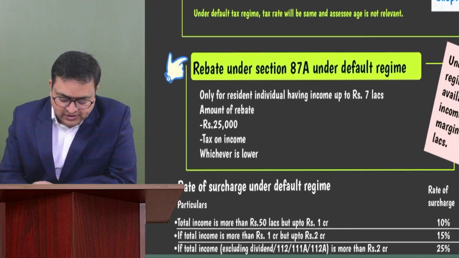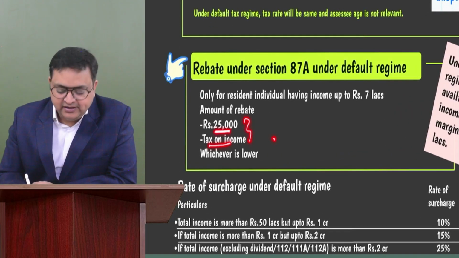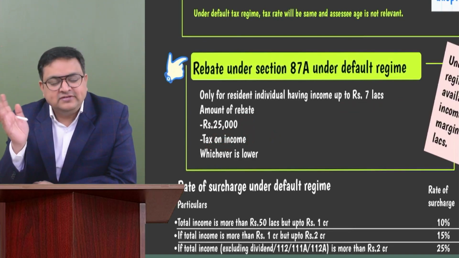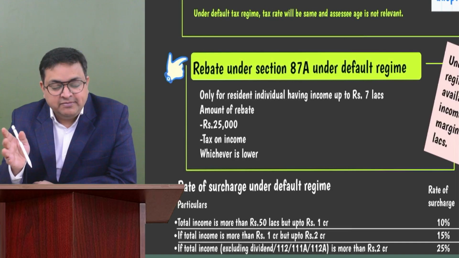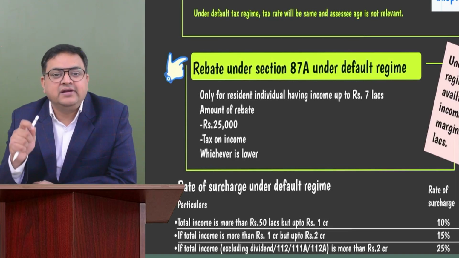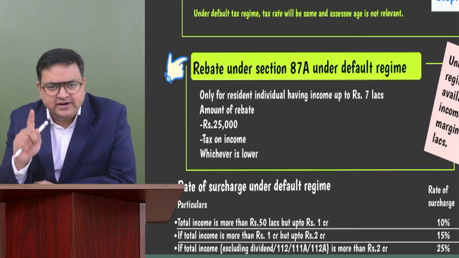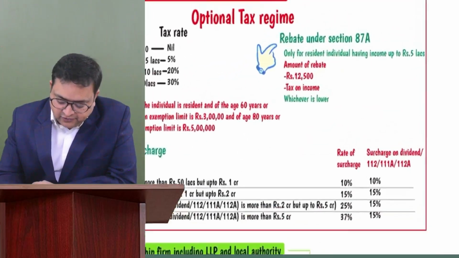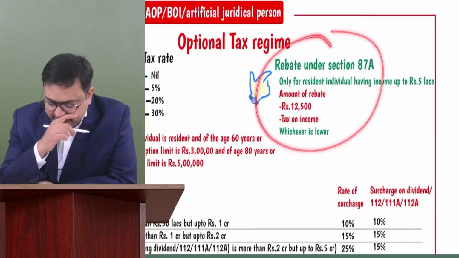So tax on income or 25,000 rupees, whichever is lower, that is the rebate, right? Only if the total income is up to 7 lakh. If it is more than 7 lakh, then rebate would not be available. But there is a concept of marginal relief also under default regime. I'll be explaining it to you within a minute. But first of all, let us understand the rebate of the optional regime.